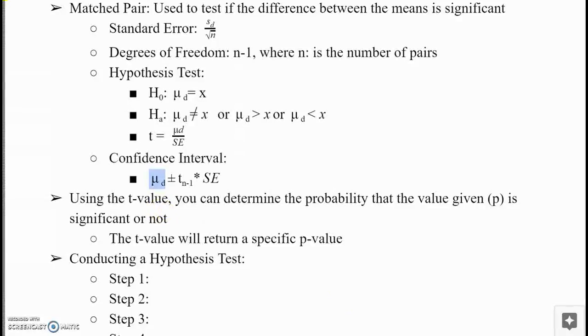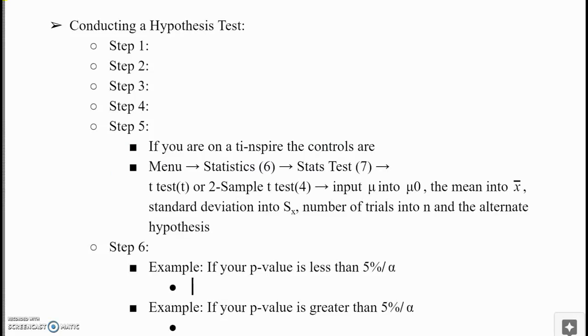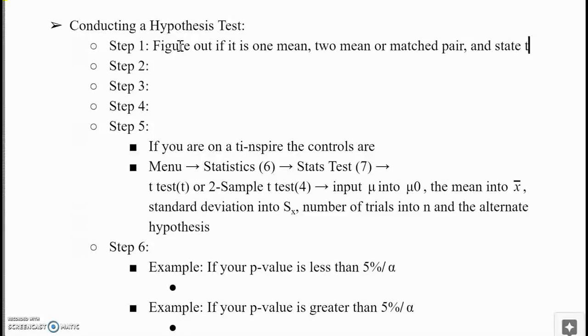Again, using the t-value, you can determine the probability that the value given, which is the p-value, is significant or not, similar to the z-value for proportion. So it will return a specific p-value. Conducting a hypothesis test, as again in the previous unit, you first need to figure out if it is one mean, two mean, or matched pair, and state the test.